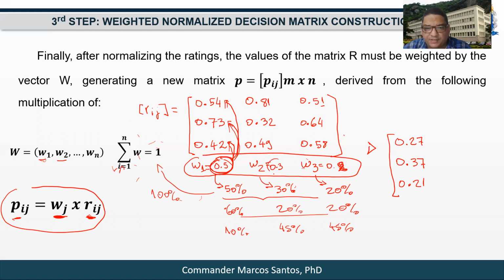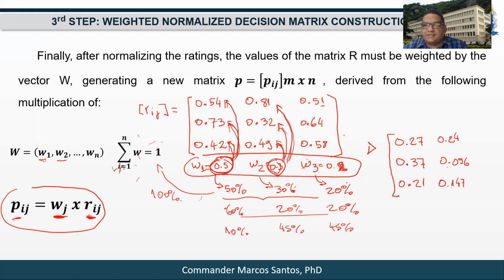So now the second weight, I will multiply by all values in the second column. 0.3 times 0.81, I have 0.24. 0.3 times 0.32, I have 0.096. And 0.3 times 0.49, I have 0.147.